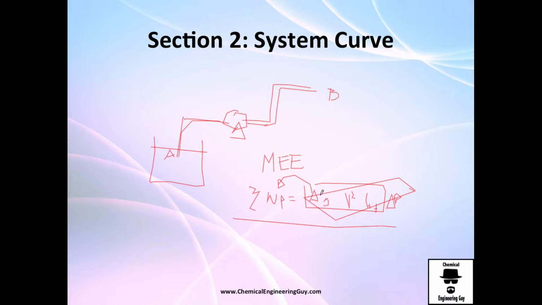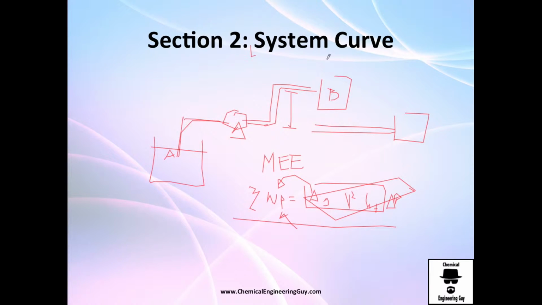Of course, as we increase, for example, if we want more pressure here, we will need to increase the pump requirement. If we want to increase the height, we will need more pump requirement. If we want to make it larger, we will increase the friction loss, which will, of course, increase the pumping requirement. And that's the system head.